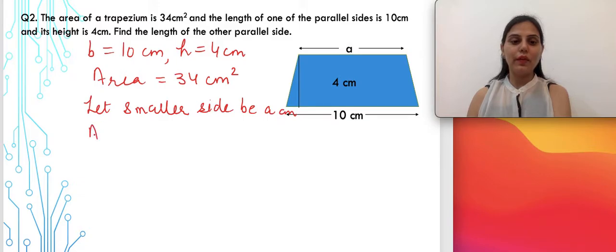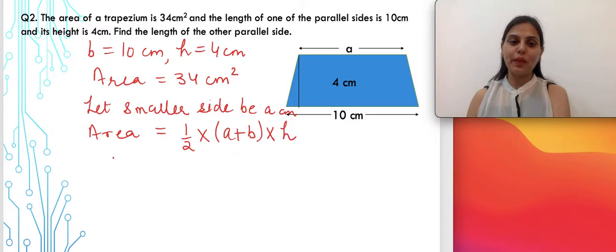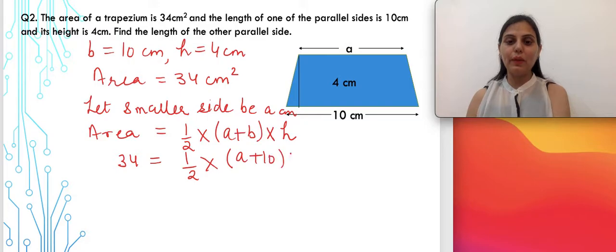Then we apply the formula of the area. Area of trapezium is 1 upon 2 multiplied by the sum of parallel sides A plus B multiplied by the distance between them. Let us substitute the values. Area, which is 34 in this case, is equal to 1 upon 2 multiplied by the sum of the sides, which is A plus 10, multiplied by the distance, which is 4 centimeters.